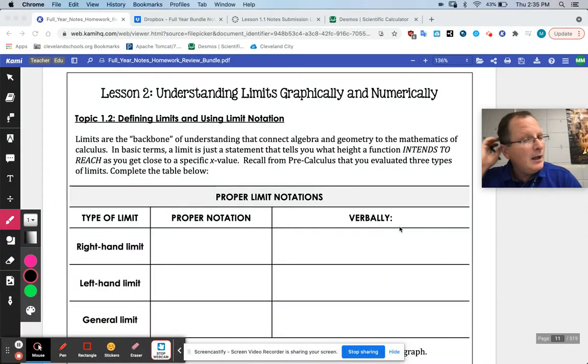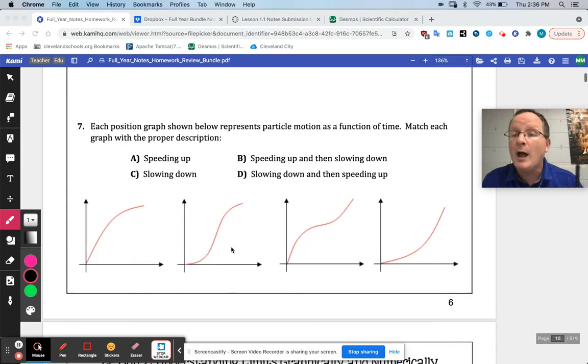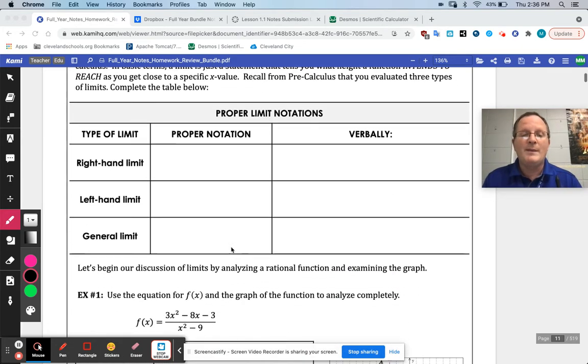All right, hey guys. So here we are at 1.2, understanding limits graphically and numerically. Now, please don't get too bogged down in the fact that it says recall from pre-calculus that you evaluated 3 types of limits. You didn't have time to do that. Pre-calculus was jam-packed with stuff, and you didn't have time to get to this. It's no big deal. On this first page, we're just going to write the notation, and then as we move on, we'll talk more and more about what it means.